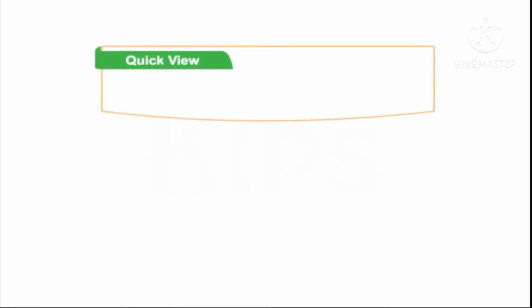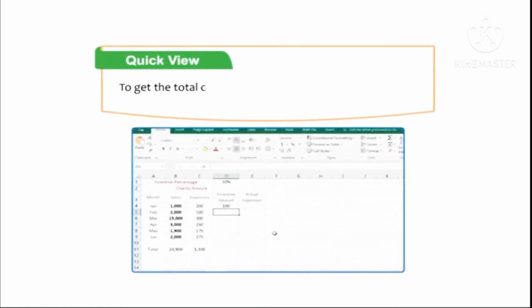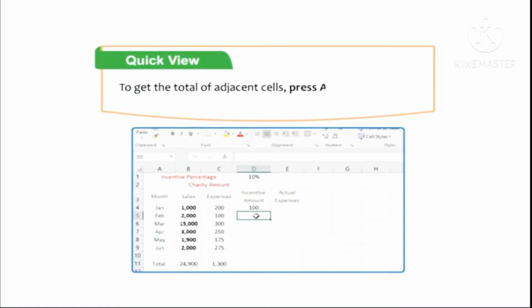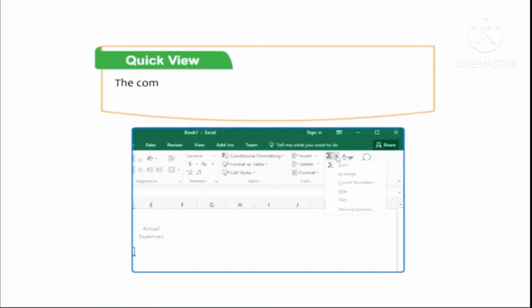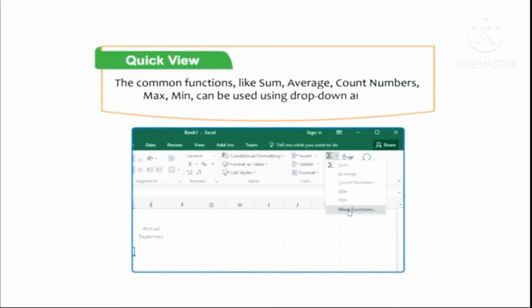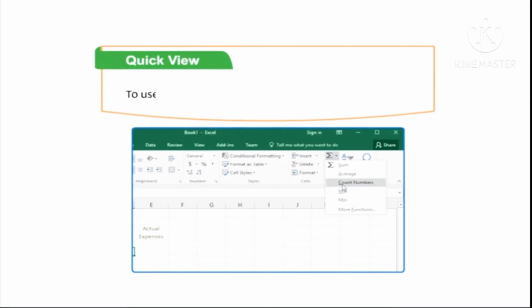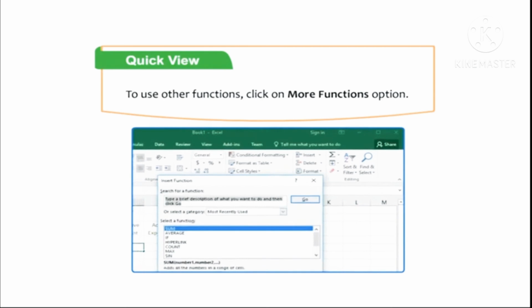Alright, quick view for you. To get the total of adjacent cells, press the Alt plus equal key combination instead of clicking the AutoSum button. The common functions like sum, average, count numbers, max, min can be used using the drop down arrow of the AutoSum button. To use other functions, click on the More Functions option.